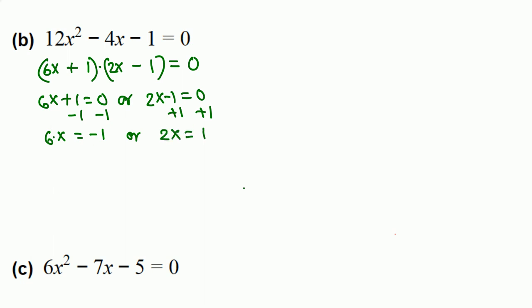Now divide by 6 to isolate x, so x equals negative 1/6. Divide by 2 to isolate x, so x equals 1/2. So negative 1/6 and 1/2 are the answers. If we plug these numbers into the original equation, we should get 0.